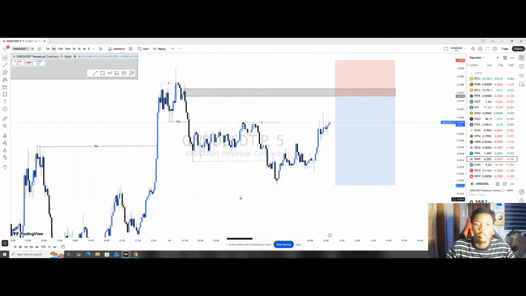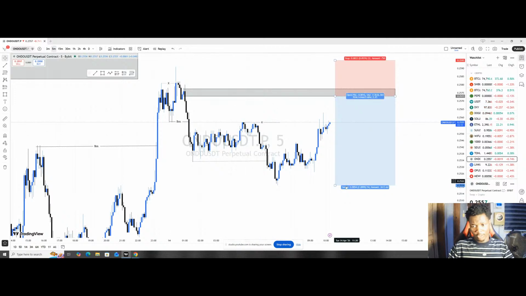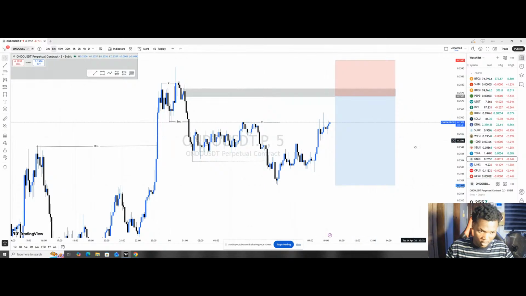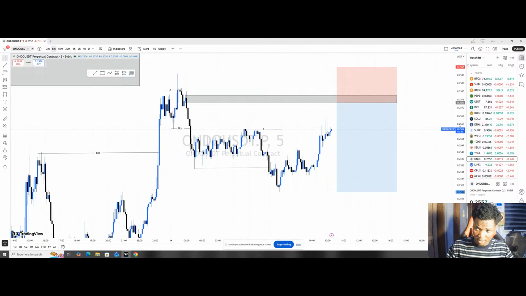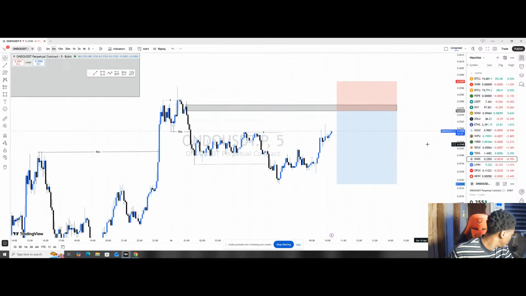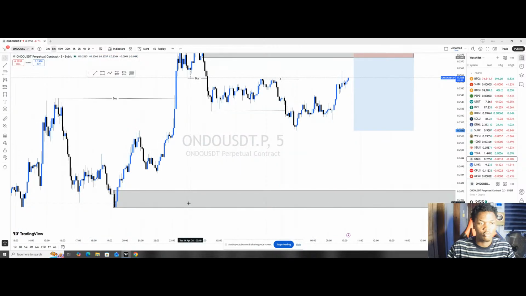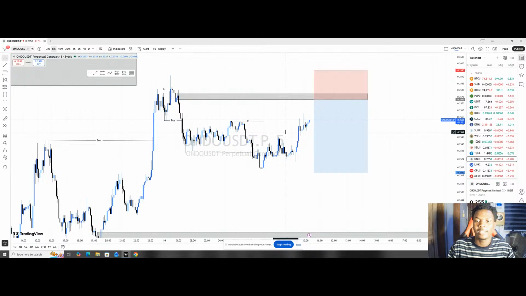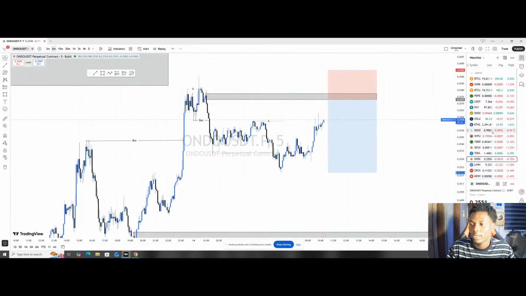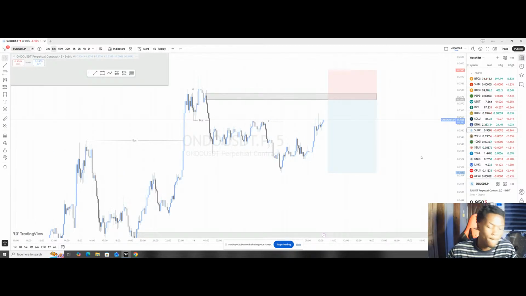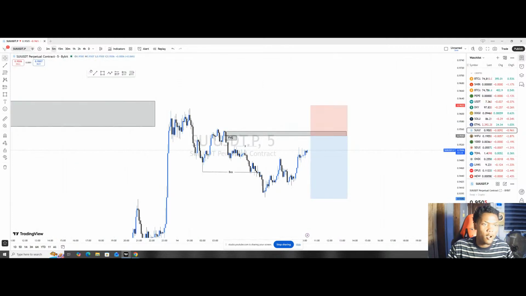So I'm looking at market to go to this point, then we sell down to 2.45. Then if market comes to this level, we'll be looking to at least buy from this level. So these are the two trades for today, SUI and Ondo USDT.